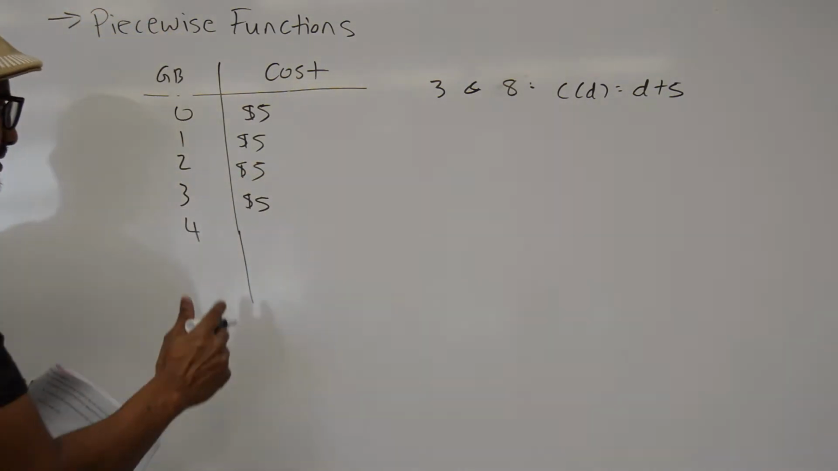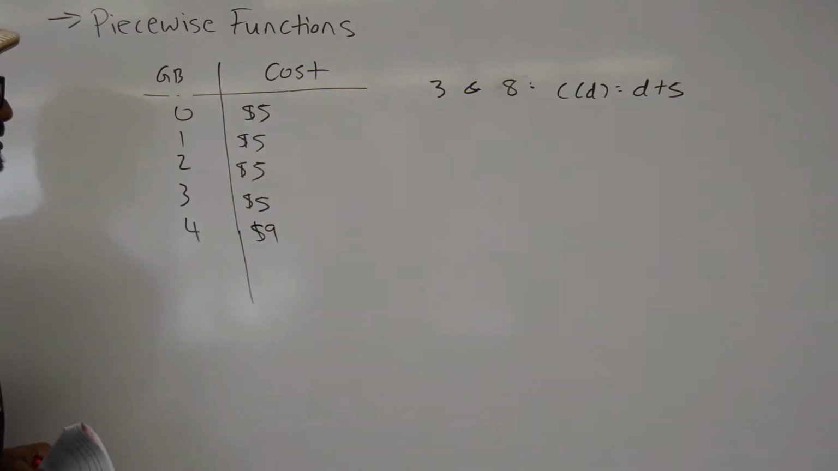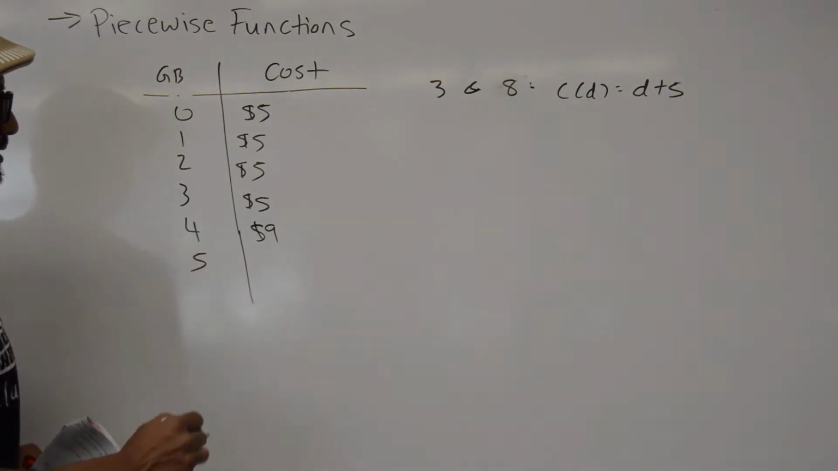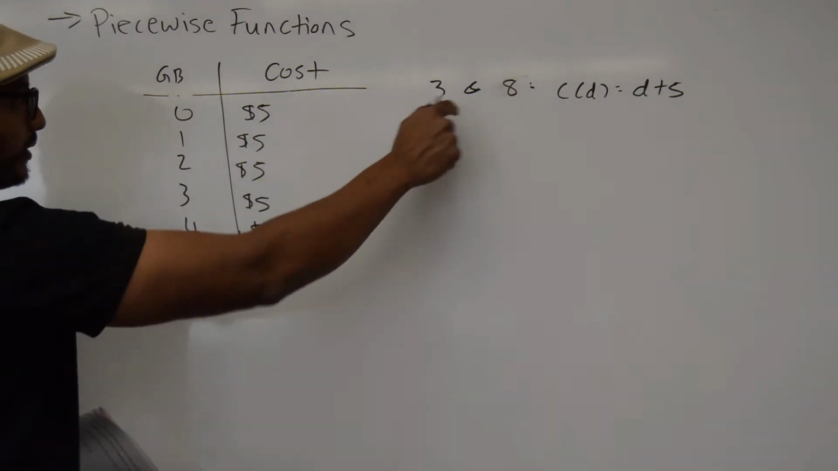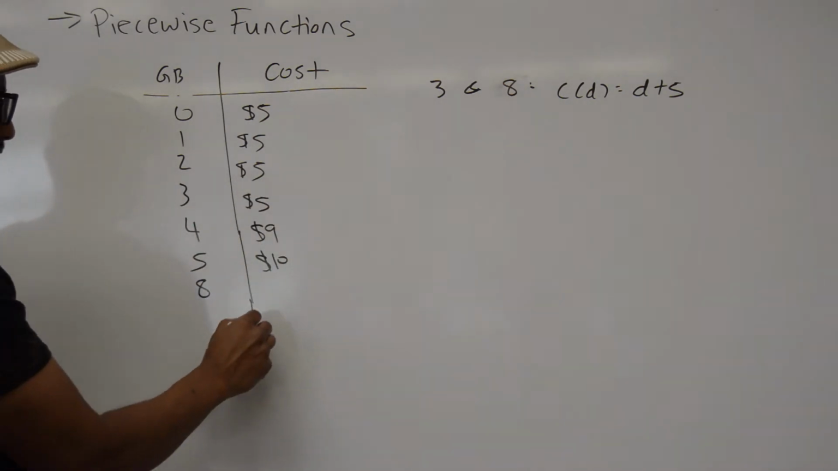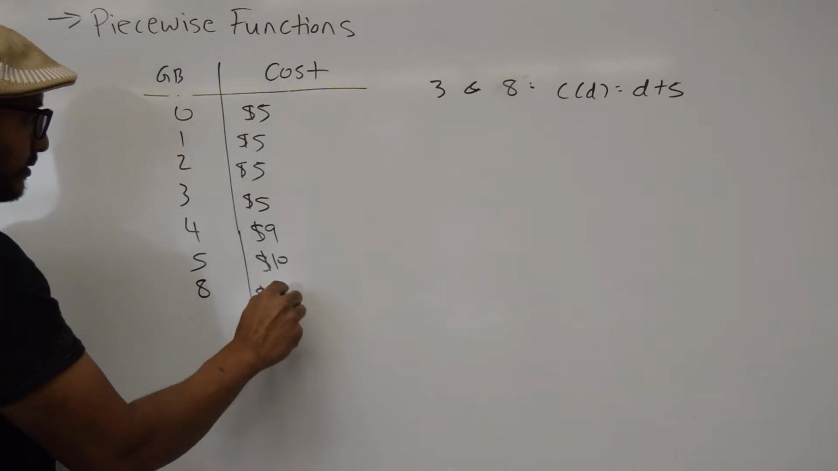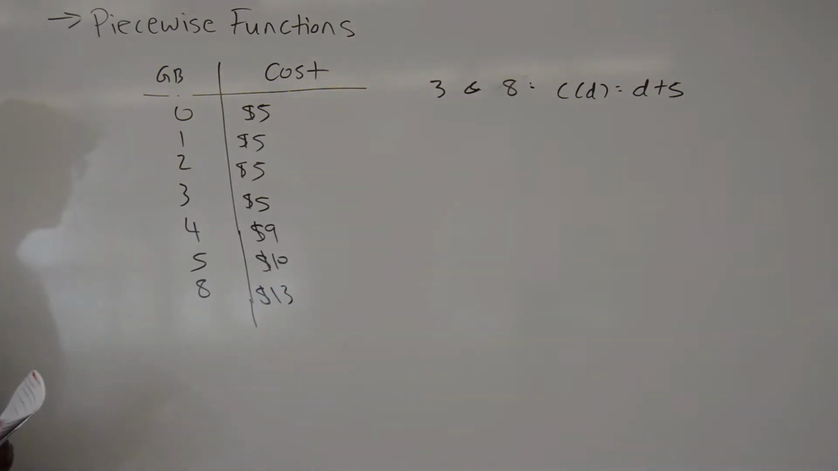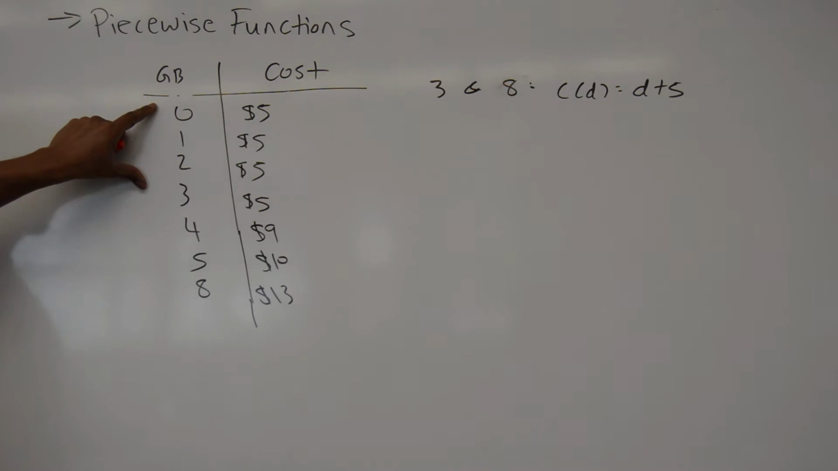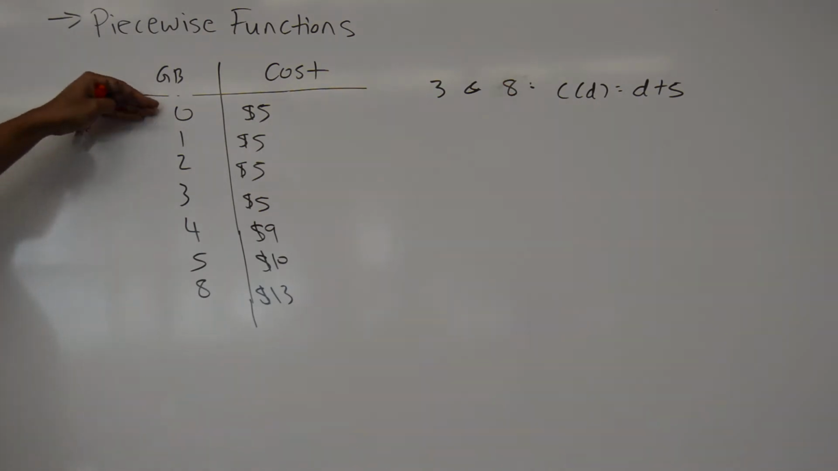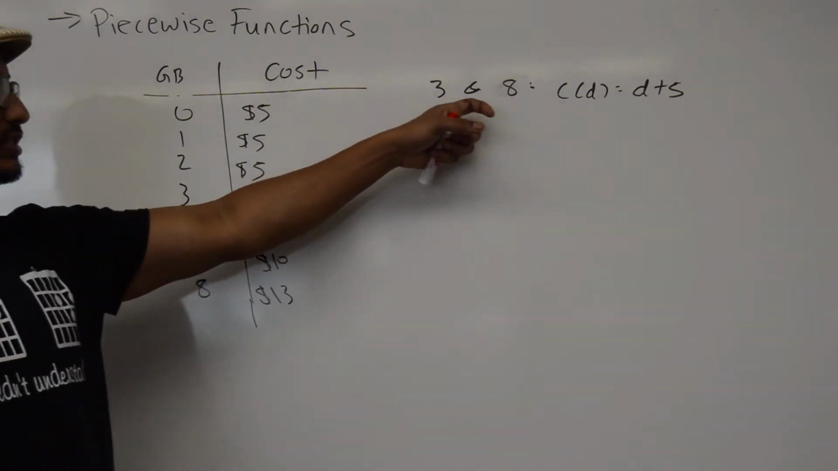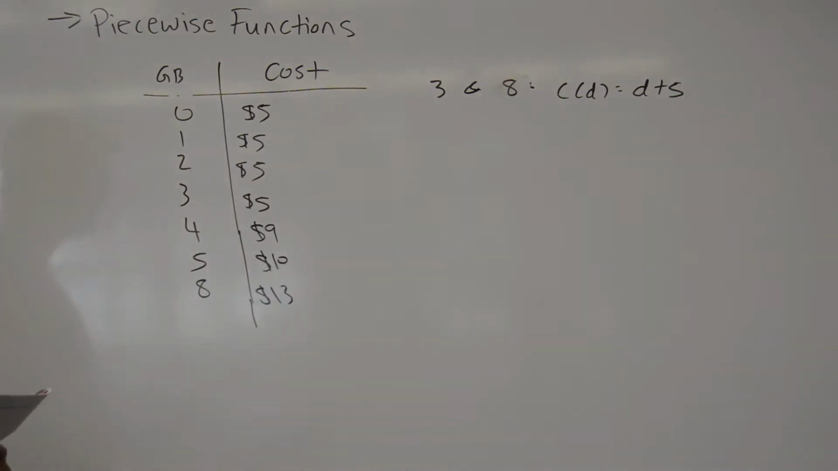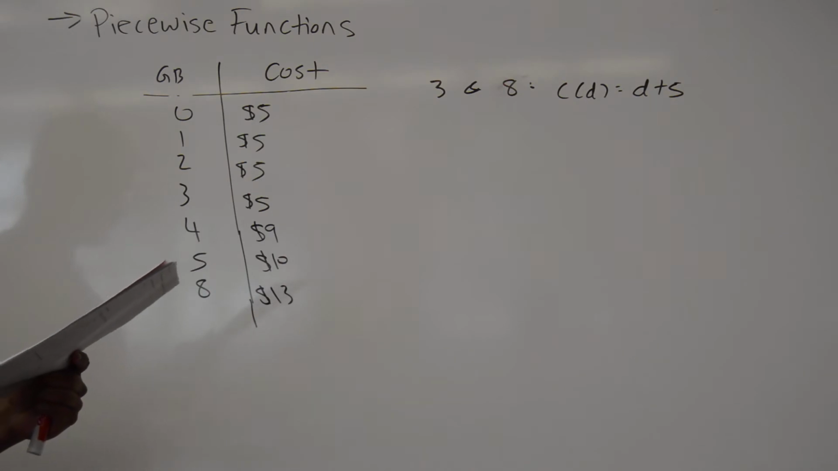So that's going to be 4 plus 5, which is $9. If you're using 5 gigabytes, you're paying 5 plus 5, which is $10, etc. And that's going to go all the way till 8 gigabytes. Until 8 gigabytes, you're paying 8 plus 5, which is $13. So notice that you're using a different function to calculate the cost from 0 to 3 gigabytes and then 4 to 8 gigabytes. Between 3 and 8 gigabytes, you're using the function D plus 5 to calculate the cost.